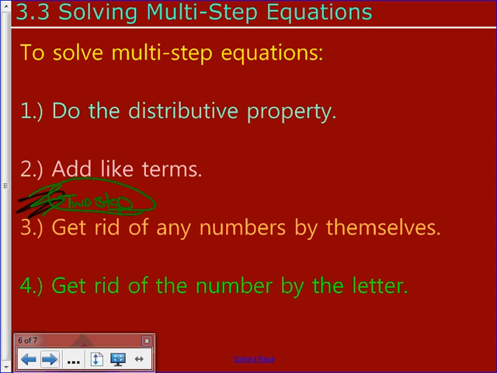Later this week we'll be doing variables on both sides, and that is also multi-step, but a special case multi-step. That concludes multi-step part 2 for your checklist.